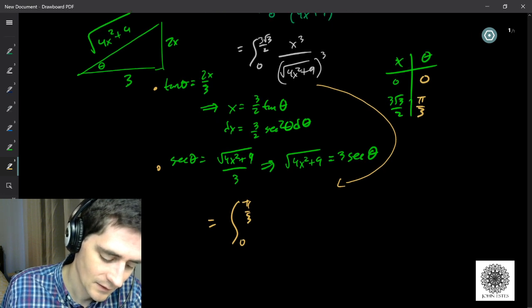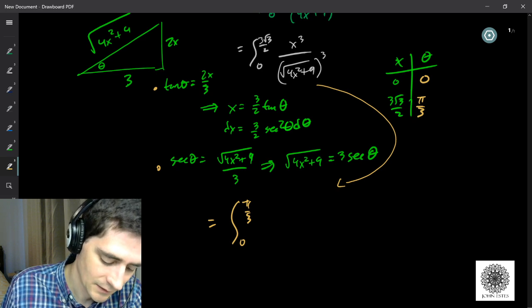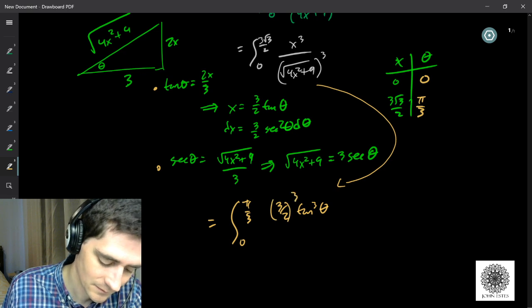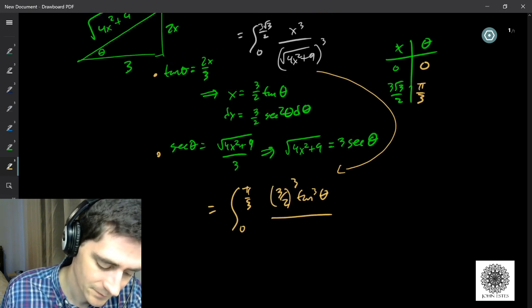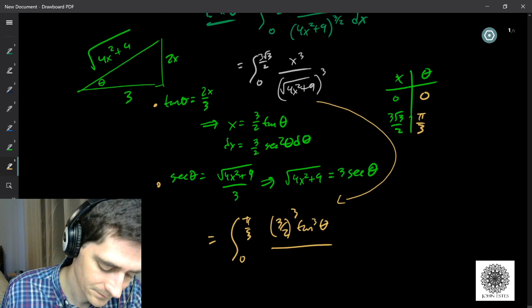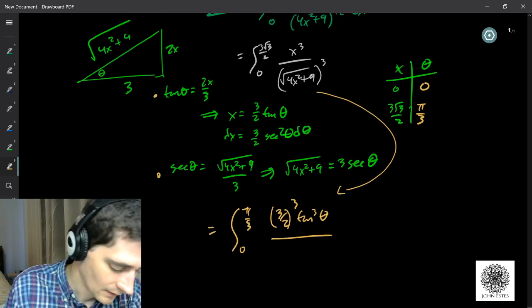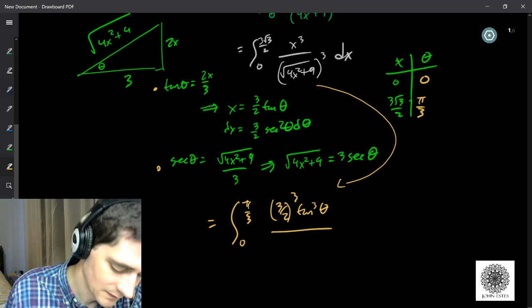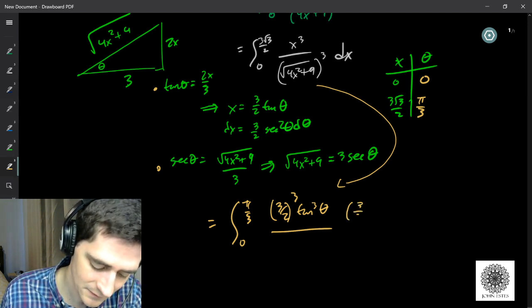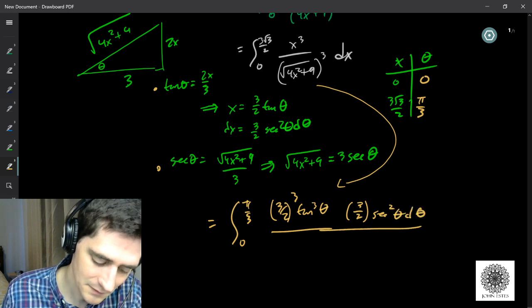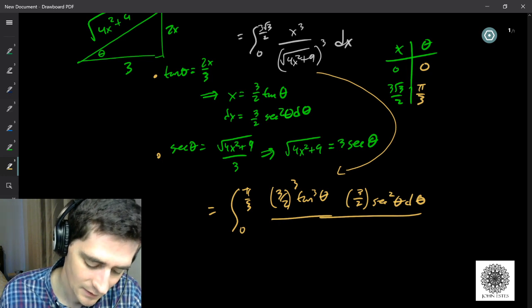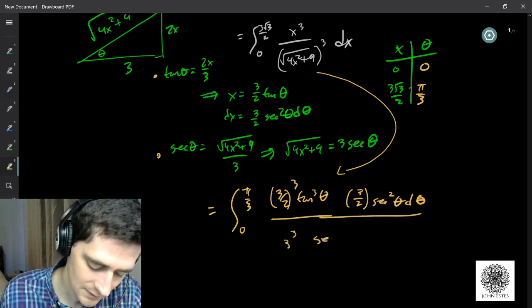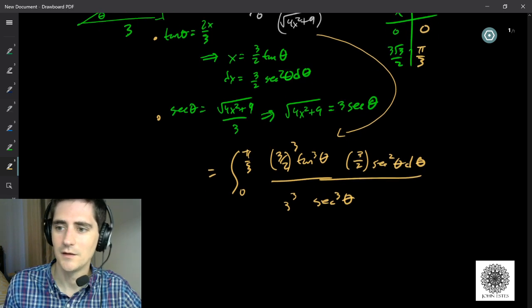Okay, x is 3/2 tangent, so I get (3/2 tangent theta) cubed. The 3/2 is cubed as well. And in the denominator I have, let's see, we said... I left out my dx again. I don't know why I've been doing that all day. Okay, so let's not forget the dx here. That's going to be another 3/2 secant squared theta d theta. And in the denominator I have this square root of 4x squared plus 9, so it's going to be a 3 cubed secant cubed theta. There's a lot going on here, right?